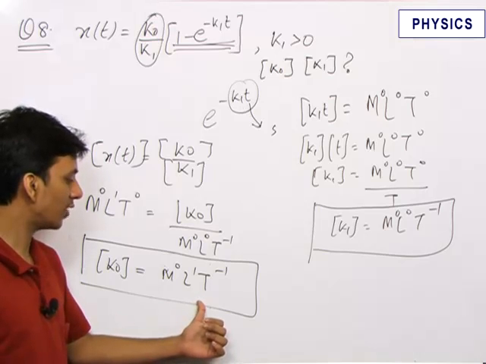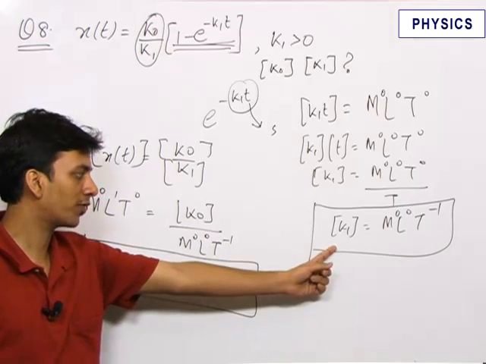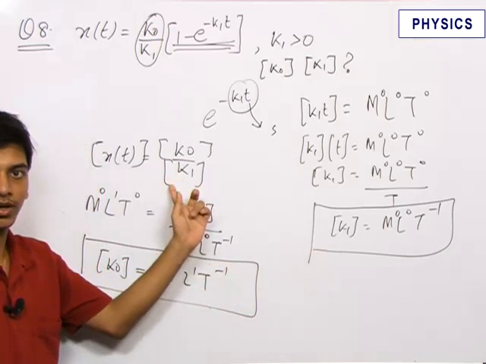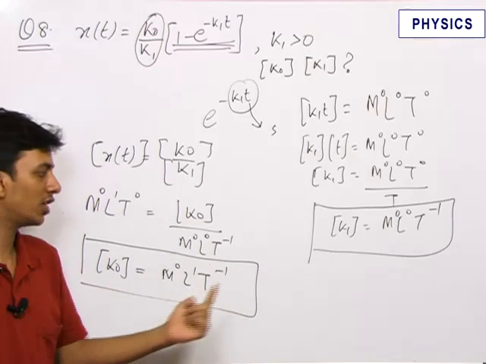So this is the final dimensional formula for k0 and the final dimensional formula for k1. We found the dimensional formula for k0 using the dimensional formula for k1. So we first needed to find the dimensional formula for k1.